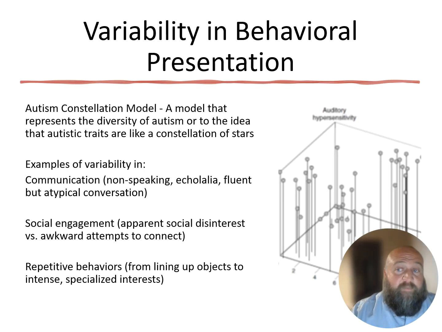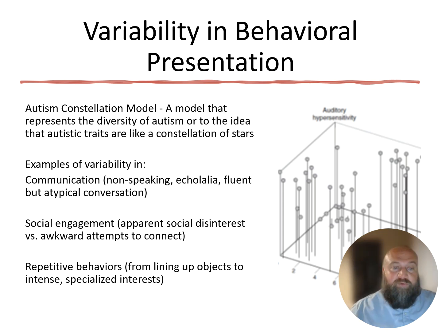One thing that I want you to keep in mind as I go through the lecture today is this concept of the autism constellation model. So this is a model that represents the diversity of autism, or the idea that autistic traits are like a constellation of stars. This is a little kind of cerebral, a little philosophical, but just think about how diverse autism is. And oftentimes when we look at diagnostic criteria or behaviors, we look at it in a polarized way, right? Either they're present or they're not. It's a yes or it's a no. That's not the case with autism. And at this point in the semester, I'm sure you're probably painfully aware of this. Things aren't that neat and tidy.